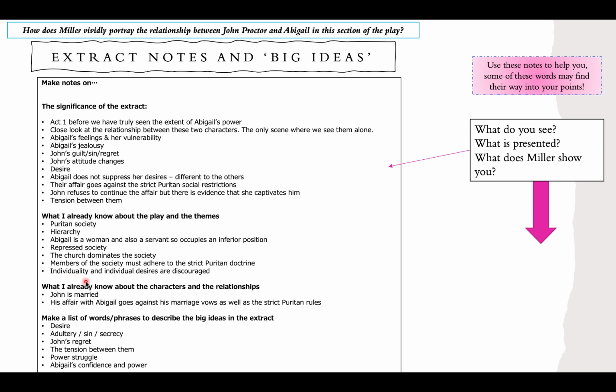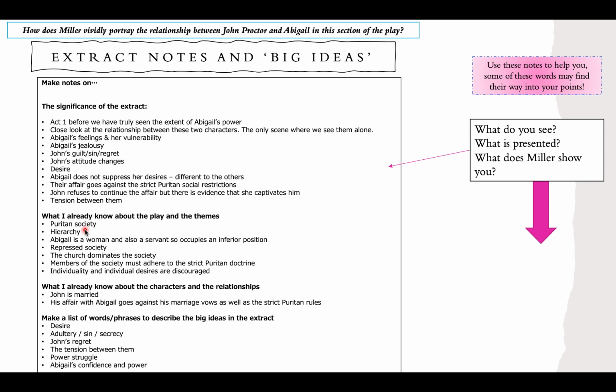Now this bit is very important because this will actually help you with your interpretation of what you do see in the extract. So what we already know about the play: the Puritan society is very, very strict, very hierarchical. Abigail's a woman, so there are issues of gender within the play, which means that she is at the bottom of the hierarchy. She is less powerful than the men around her.